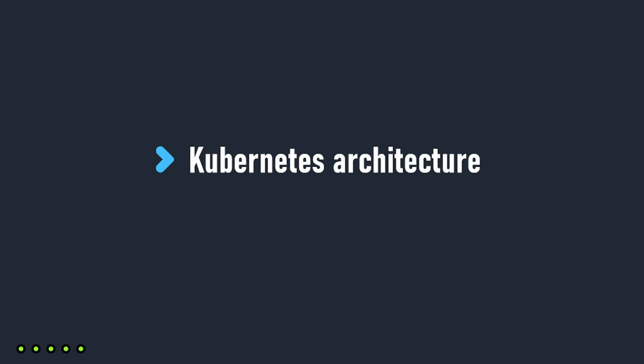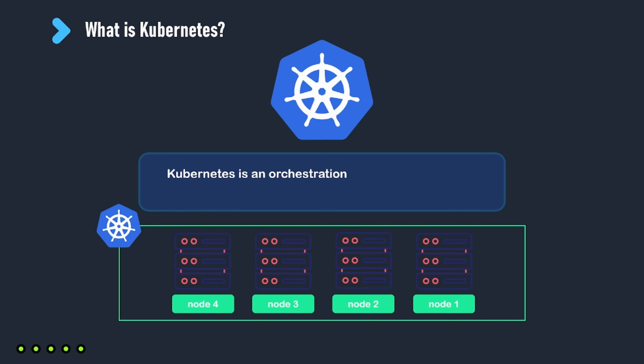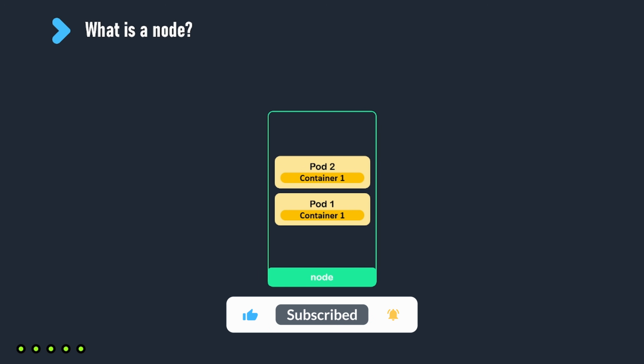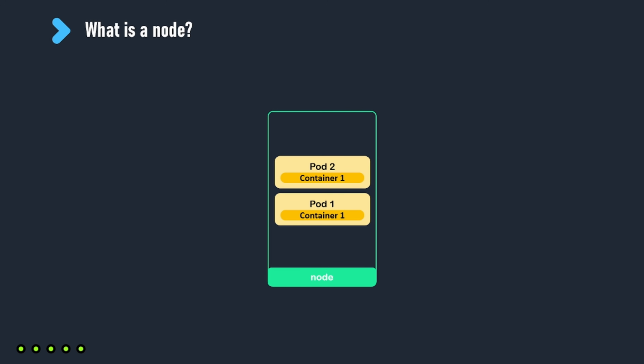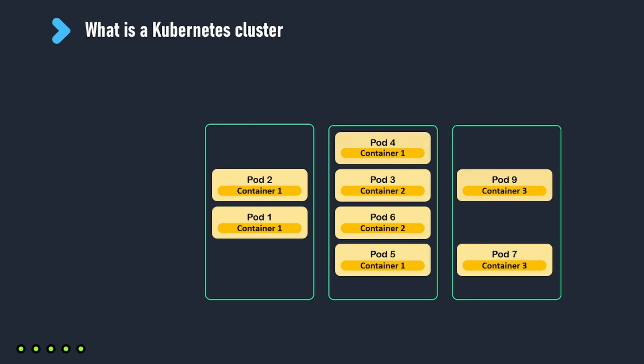In this lecture, we'll talk about the architecture of Kubernetes. Kubernetes is an orchestration tool that allows you to orchestrate your applications on a set of nodes. When we talk about a node in Kubernetes, we talk about a physical or virtual machine where our containerized applications will be running. A Kubernetes cluster is a set of nodes that works together to allow you to manage and to deploy your applications and to scale up or down depending on the traffic and on your needs.